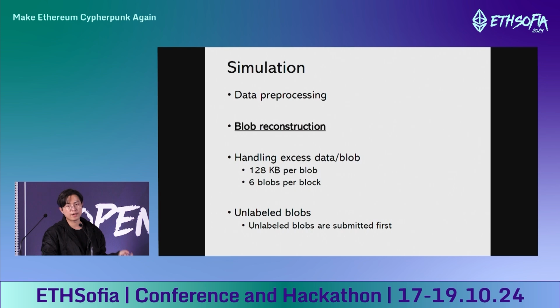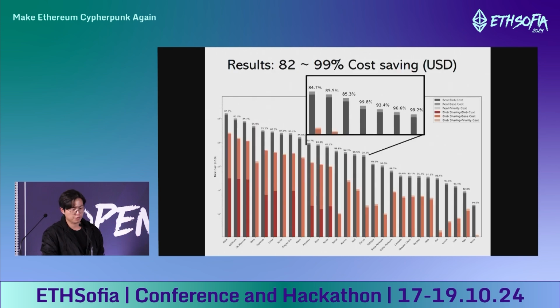And also there are unlabeled blobs. I used 28 rollups that are labeled in Dune, but there are non-labeled blobs too. So only the 28 rollups' data was reconstructed. So I made the unlabeled blobs be submitted with priority. Yeah. So this is the result.